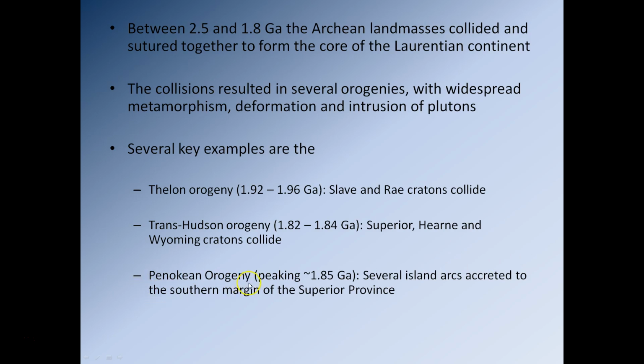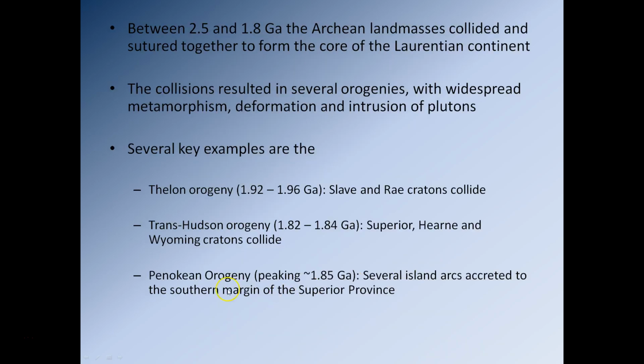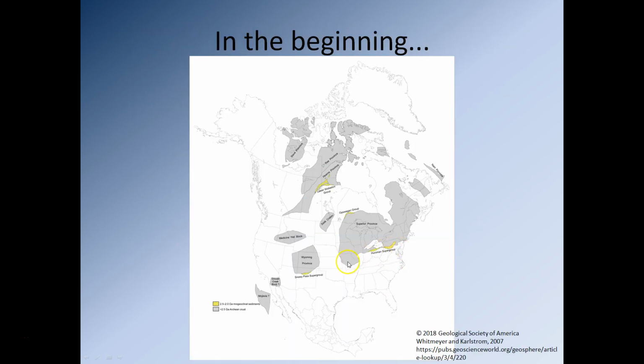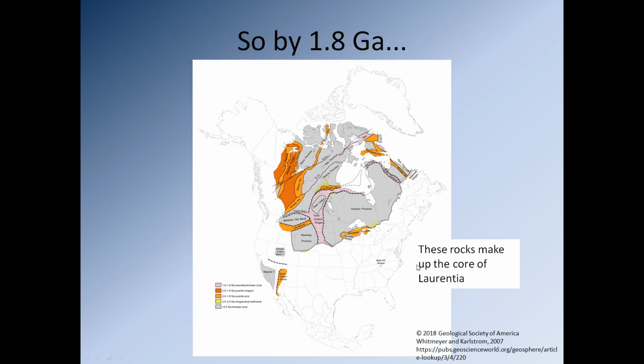And then we have the Penokean orogeny. That reaches its maximum at around 1.85 billion years ago. Now this isn't actually anything to do with these pieces of continental crust here, but it is quite an important event. This orogeny essentially is when we have several island arcs accreting onto the southern margin of the Superior province, and it results in a pretty significant mountain range forming along the southern and eastern margins of the Superior province. So those are just a few of the orogenies that take place during this period.